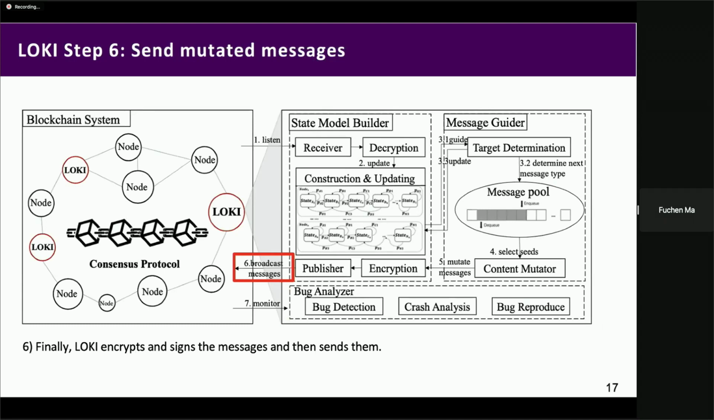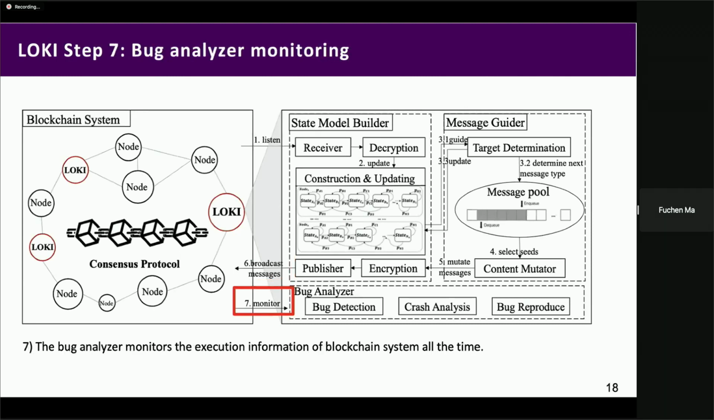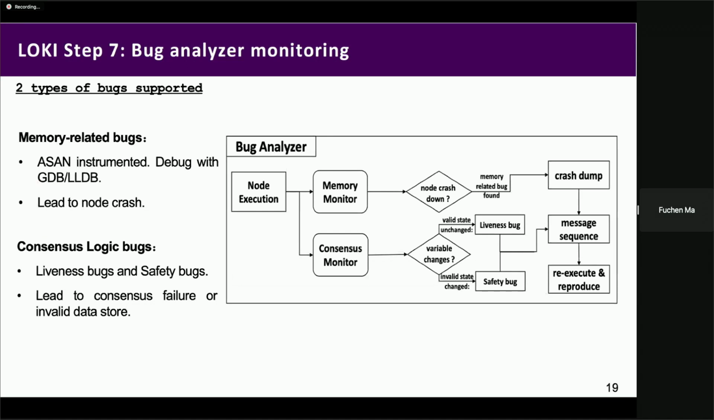And in step 6, LOKI encrypts and signs the messages and then sends them to the other normal nodes. And at last, LOKI uses a bug analyzer to monitor the execution of the blockchain. Here we have two types of bug analyzers. The first one is a memory-related monitor, and it uses ASan to instrument the normal node's code.